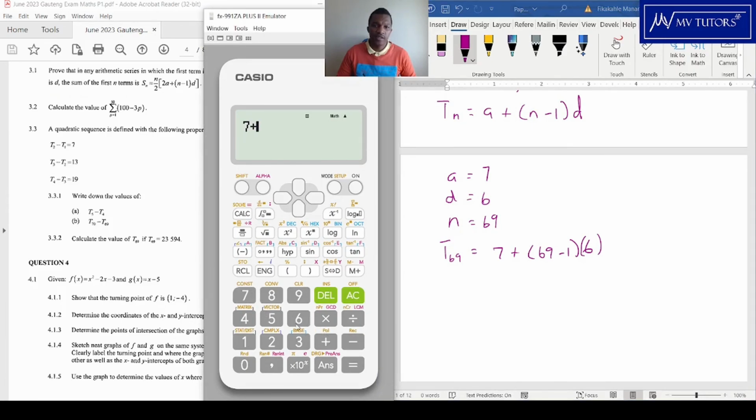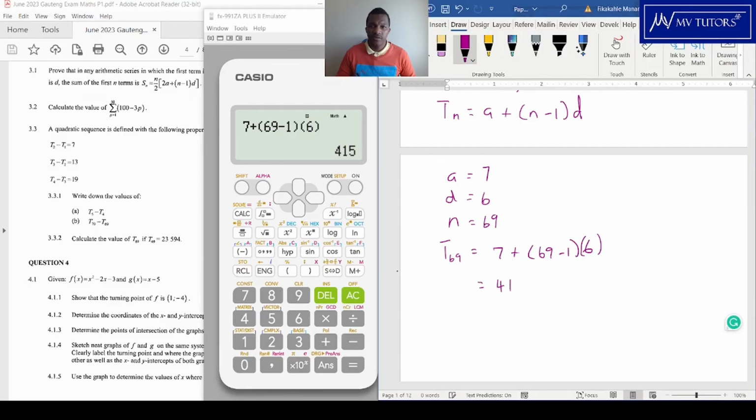7 plus, open brackets, 69 minus 1, close the bracket, open another one, put 6, close it, and that equals 415. Right, so now, therefore, T70 minus T69 is equal to 415.